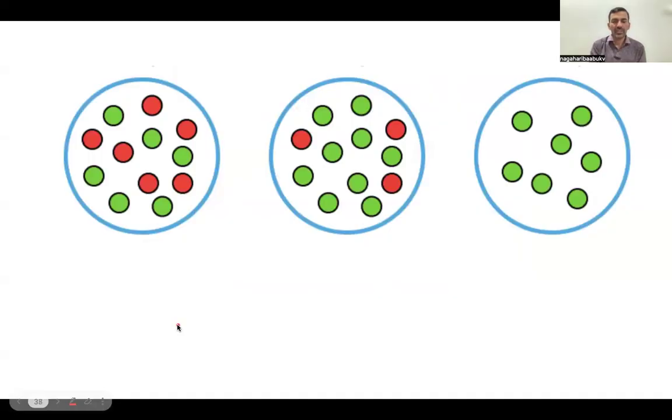Now this entropy also refers to purity and impurity, or randomness. So here, if you see the events, red and green, it is highly impure, right?